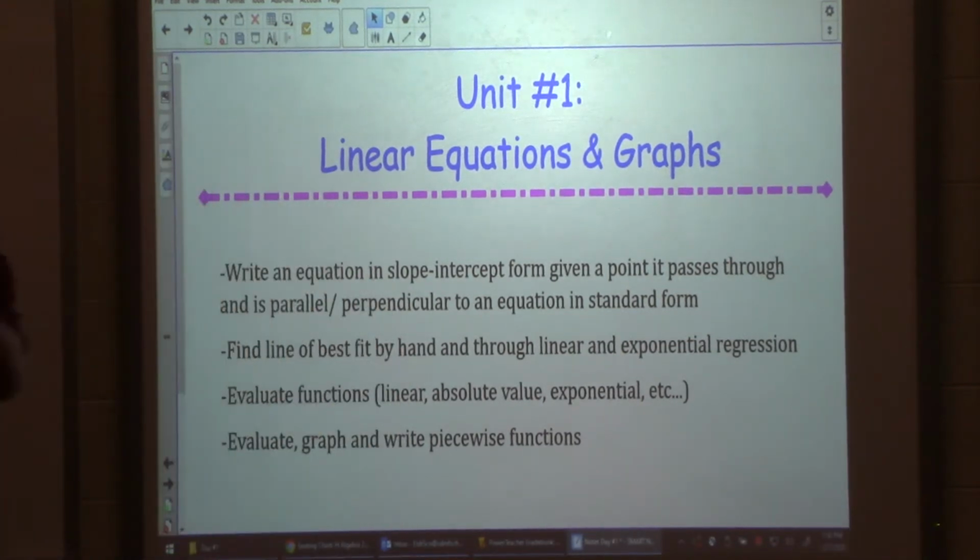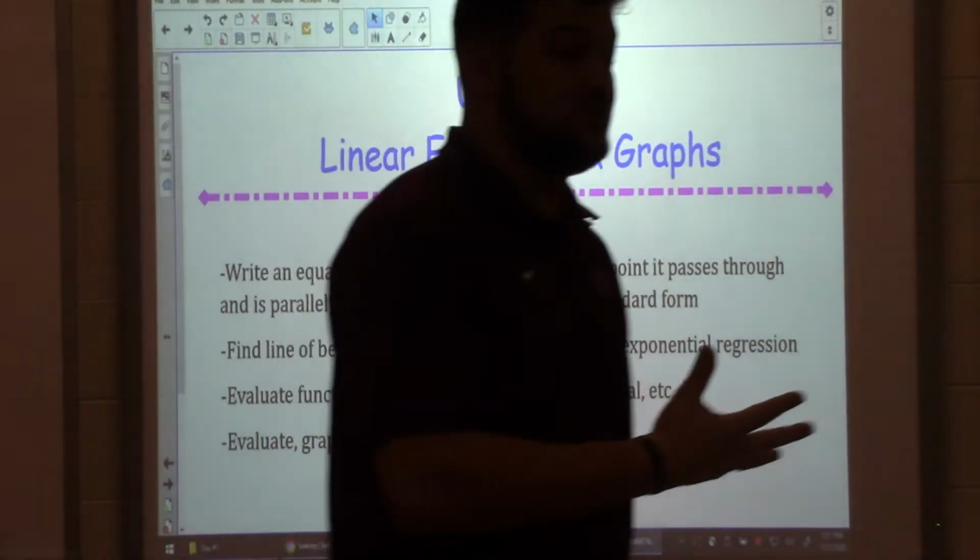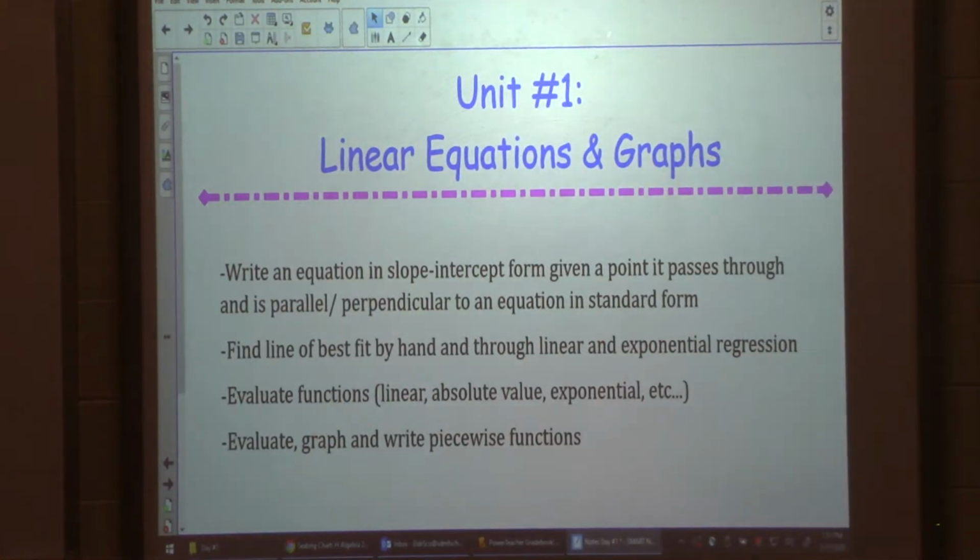All right, so linear functions and graphs. We're talking about lines in this unit. We're talking about writing equations for lines, drawing lines, and line of best fit, linear regression. You will need a graphing calculator for linear regression. We're not going to do it today, but at some point in this unit you will need it.